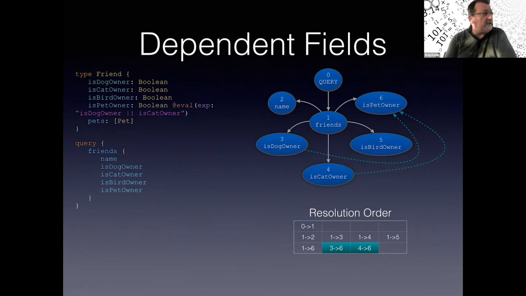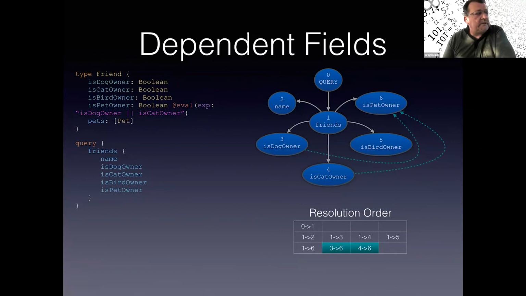For instance, in this case, this is an imaginary situation, but it would be very easily implemented. Imagine that I want to add a field isPetOwner to my friend type, and isPetOwner is a calculated field. It is not a field that is fetched from the data source, but it is calculated based on the expression provided in the eval directive, and it evaluates to true in case this friend is a dog owner or a cat owner.